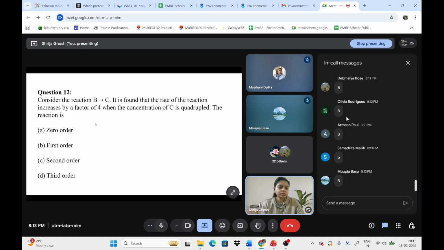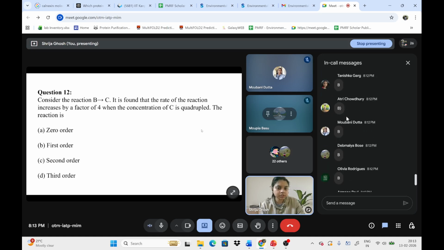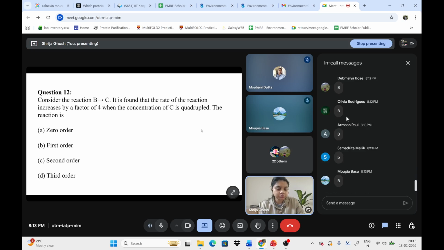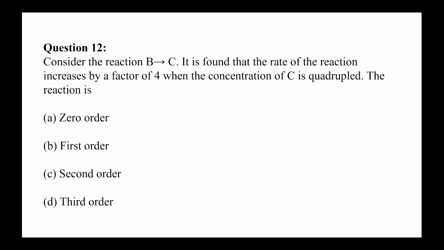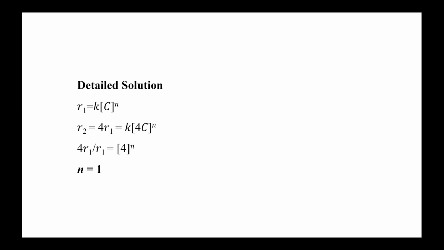Okay, I see many of you are answering option B. Anyone else wants to write the answer? I'll wait. Okay, option B, that means first order. The rate of this reaction is first order. That is the correct answer. You all are right. So, how to solve this?